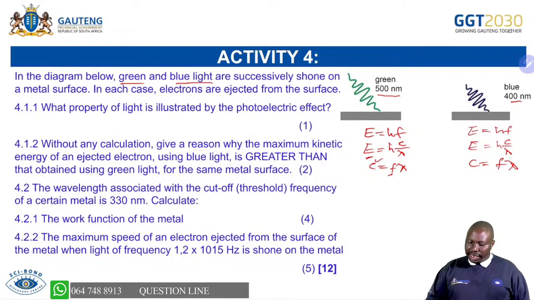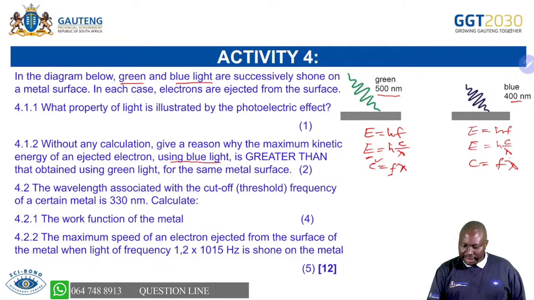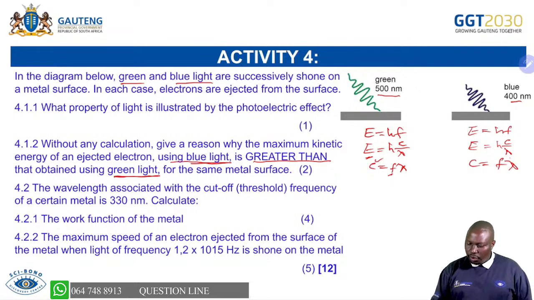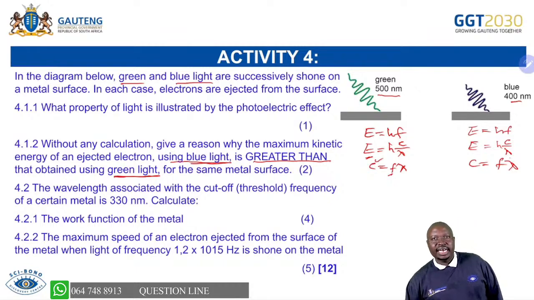And then we're saying, without any calculation, give a reason why the maximum kinetic energy of ejected electrons using blue light is greater than that obtained using green light. Why will blue light have more electrons ejected?